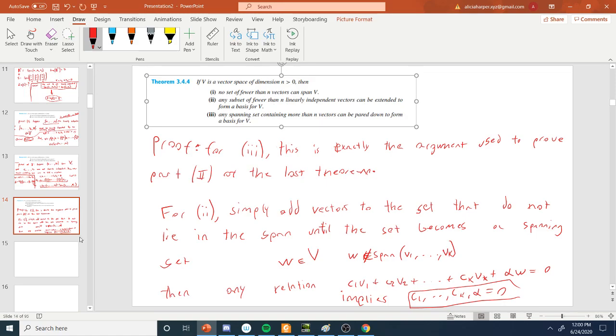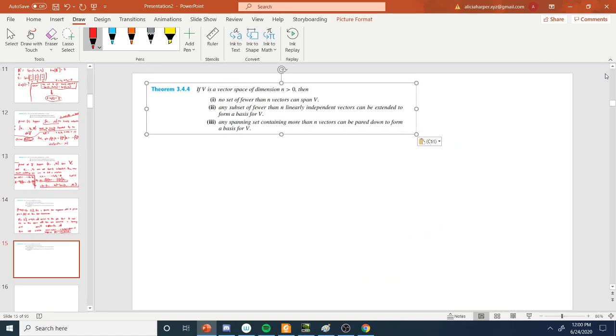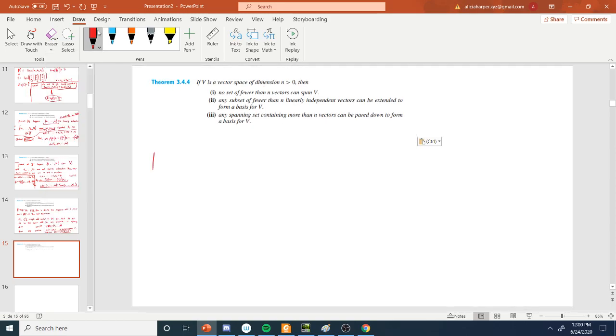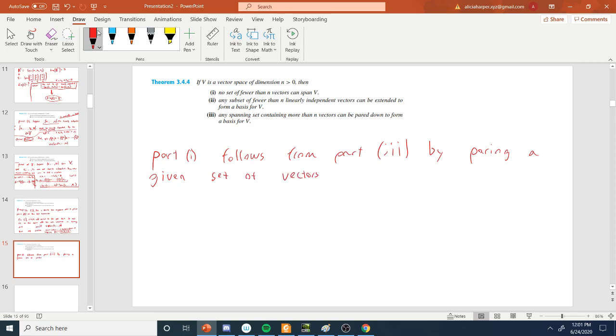And now, finally, let's do part 1. Part 1 follows from part 3 by paring a given set of vectors down to a linearly independent spanning set.